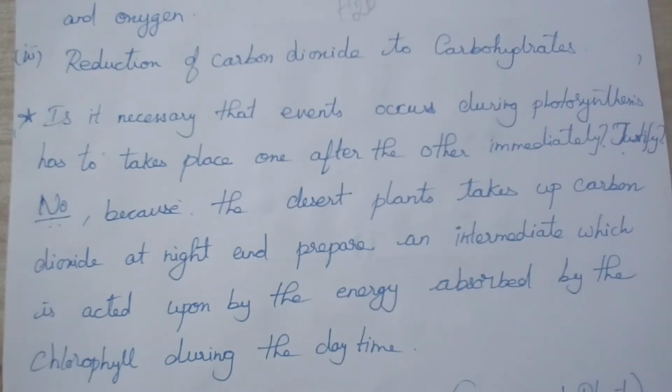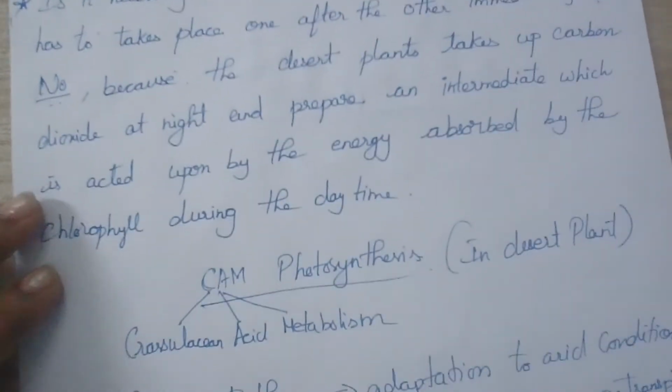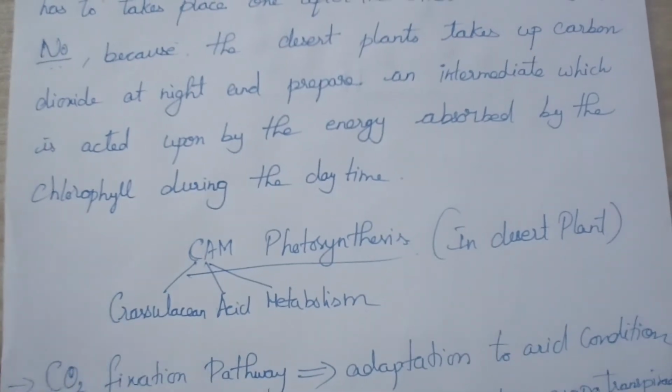The stomata are nothing but your pores, right? Tiny pores which will open. Through these only the evapotranspiration is taking place. You know that, you have studied in the lower classes, right? So what type of photosynthesis is happening in desert plants? Because during the daytime the stomata will not be open, right?